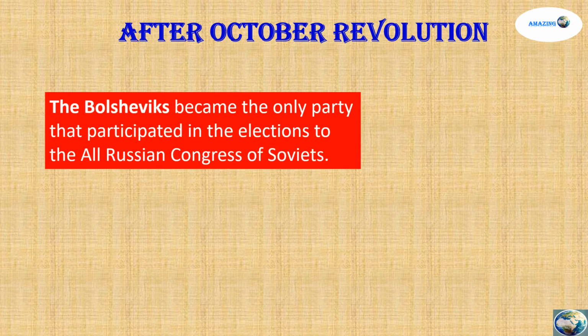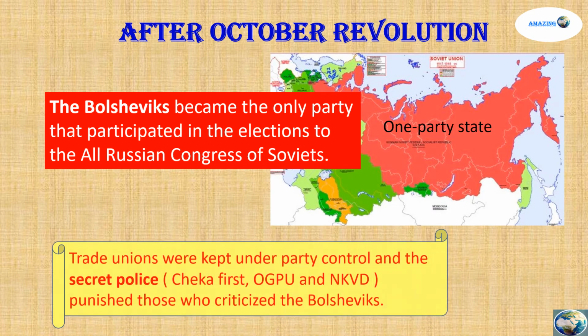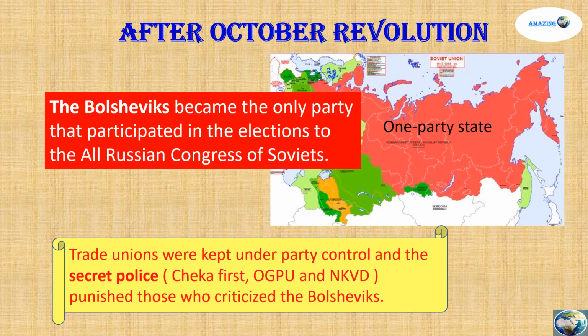After the October Revolution and in the years to come, we saw how the Bolsheviks became the only party that participated in the elections to the All-Russian Congress of Soviets, and soon Russia came to be known as a one-party state. That means there were no other parties who could stand in opposition to the Bolsheviks. And how were they able to do this? They brought all the trade unions under party control and kept secret police like the Cheka, first, the OGPU, and the NKVD. These secret police punished all those who criticized the Bolsheviks. And as a result, Russia became a one-party state.